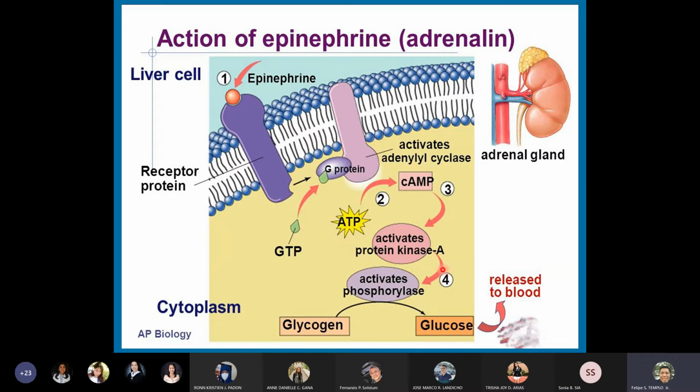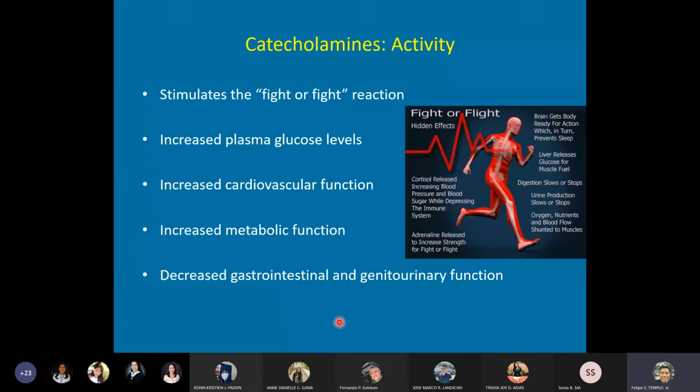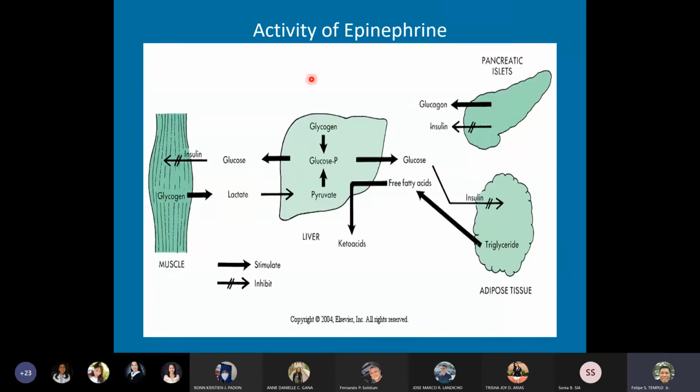So this process is the same in most other organs, whether it's skeletal muscles or fatty tissue. The goal is basically to produce glucose that will be available for the blood. So this is the result of your fight or flight reaction: increased plasma glucose, increased cardiovascular functions, increased metabolic functions, but decreased GI and genitourinary functions. The purpose of that is for you to be able to run or fight through the stimulus. So this is from your Burns and Levy.